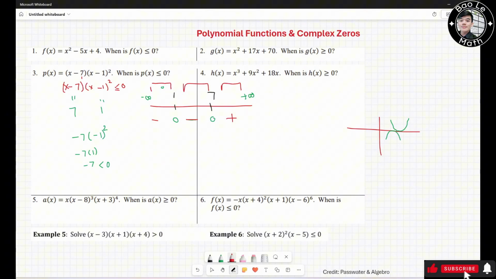Now for the solution, we need less than or equal to 0. So this should be this part right here. So we have negative infinity.